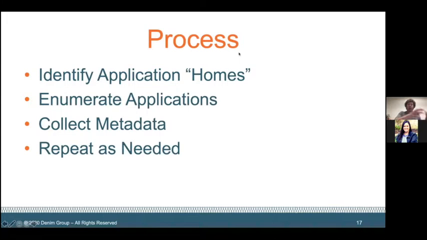Those various groups or lines of business are going to be an important source of this type of data. You want to, to the degree possible, enumerate the applications. You want to collect metadata about those applications so that you can make security and prioritization decisions, and you're going to repeat this process as needed. And the bad news is that you'll never be done. But the good news is, again, by doing this and approaching it in a somewhat structured way, you can start to get a handle on this.